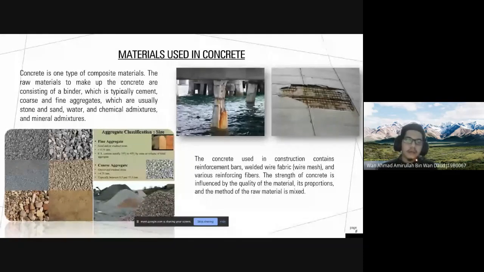Okay, I will present about materials used in concrete. Concrete is one type of composite material. The raw materials that make up concrete consist of binder, which is typically cement, coarse and fine aggregate, which are usually stone and sand, water, and chemical admixture and mineral admixture.